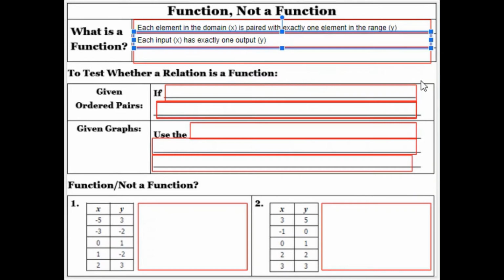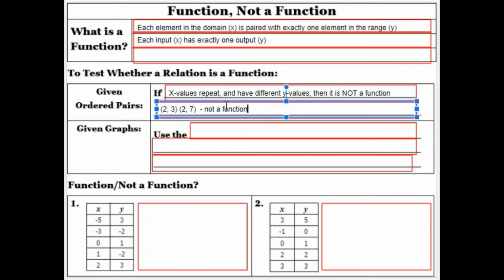To test if a relation is a function, if you have ordered pairs or a table or just a list of points, if your x values repeat and have different y values, then it is not a function. So if your x values repeat and they have different y values, it's not going to be a function. So for example, if you have the point 2, 3, and then you also have the point 2, 7, I have the same x value twice, but it has a different y value, so that would not be a function.